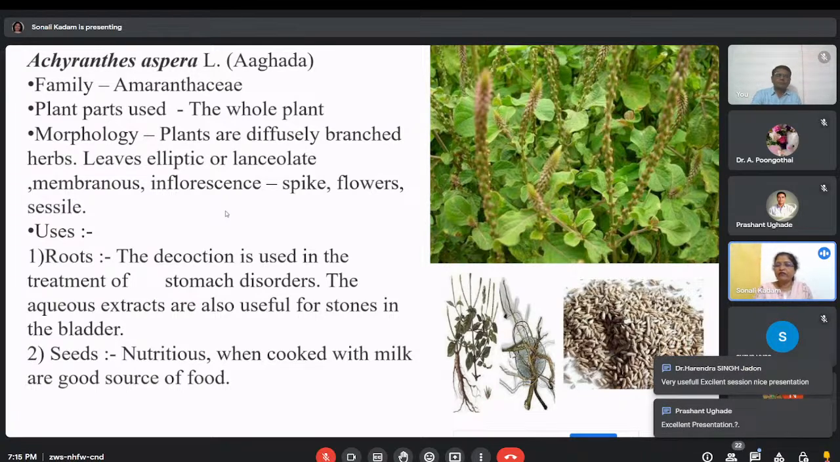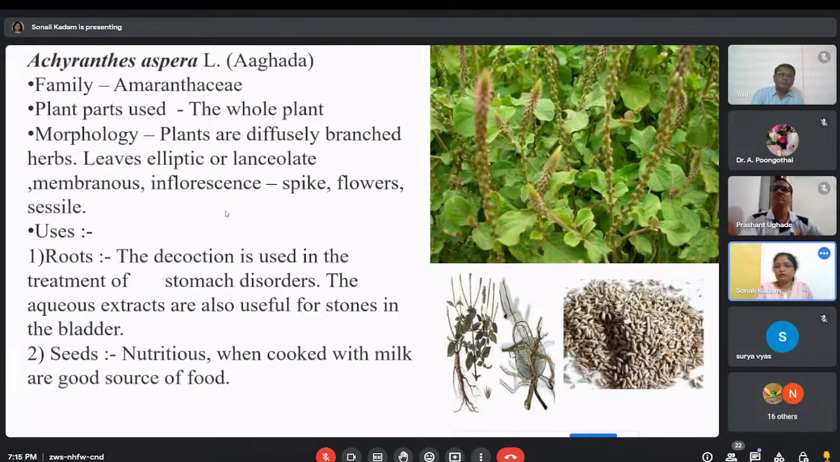Okay, so during that festival, on Rushi Panchami, the next day of Ganesh Chaturthi, we use such types of plants. Okay, so it has medicinal value. So on Rushi Panchami, we need such aghada plants. The roots are used for stomach disorders. Okay, the roots of these are used in stomach disorders, and also the seeds. They are cooked with milk, and they are nutritious in nature. They have more protein content.